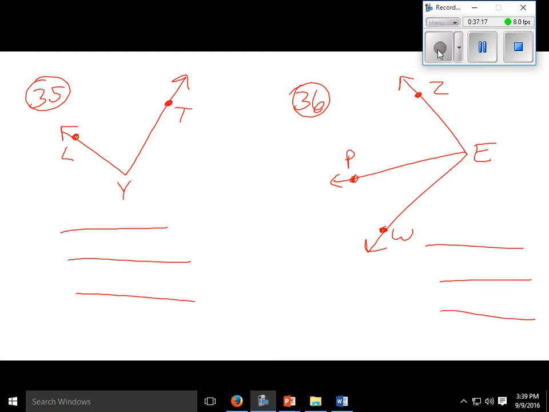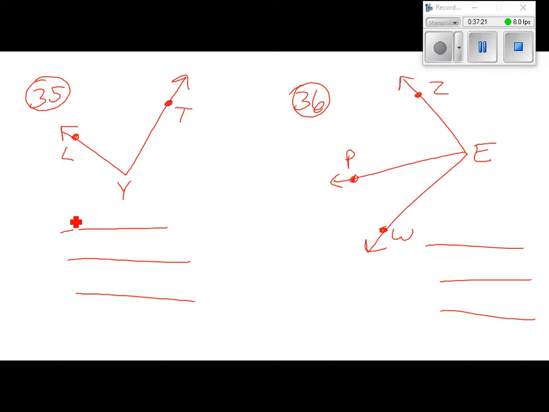35, they want you to name this angle in 3 different ways. Please make sure you remember your angle symbols. So we have angle. We can name it starting here and going around it that way. L, Y, T. Angle, we could start here and go around this way. And you could name it angle T, Y, L. Or, since there's only one angle in this picture, we could name it with just the vertex letter, which in this case is Y, so angle Y.